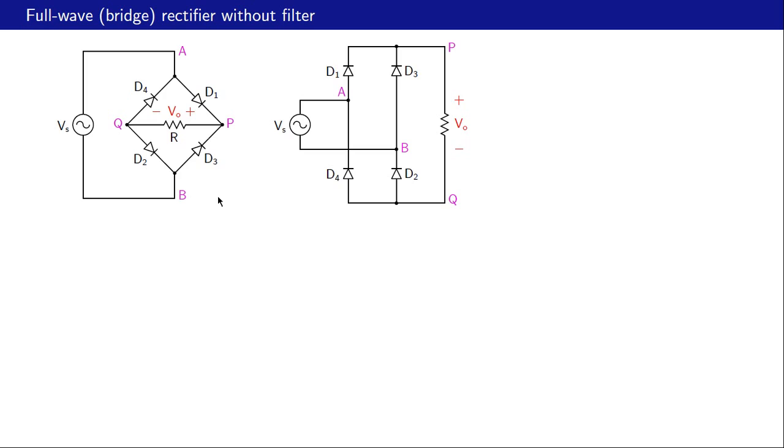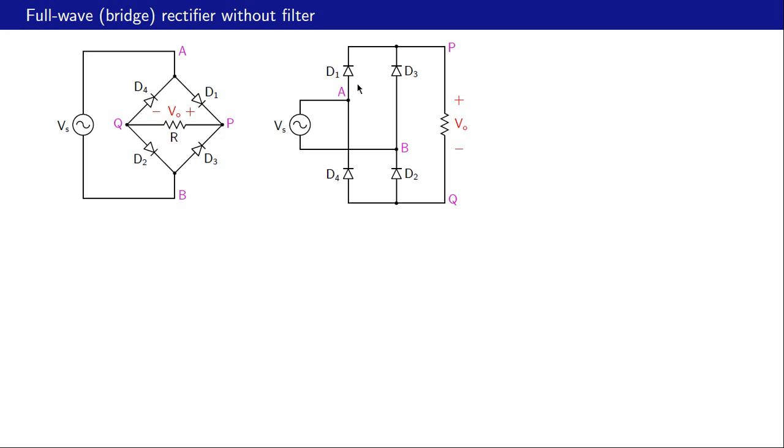Let us redraw this circuit in a more friendly format, which is easier to look at, as shown over here, and let us make sure that these two circuits are actually the same. The source is between nodes A and B here, and it's also between nodes A and B here. The load is between P and Q, and that is true here as well.